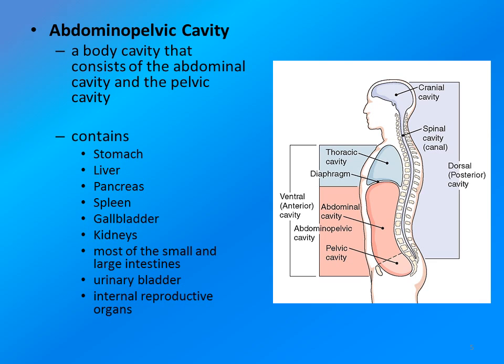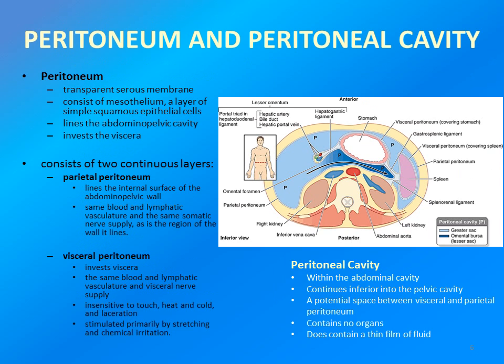The abdominal pelvic cavity is a large cavity on the ventral aspect of the body that is really subdivided into 2 cavities, the abdominal cavity and the pelvic cavity. It contains the stomach, liver, pancreas, spleen, gallbladder, kidneys, most of the small and large intestine, the urinary bladder, as well as the internal components of the reproductive organs. The abdominal pelvic cavity is also lined by peritoneum, and it contains the peritoneal cavity.